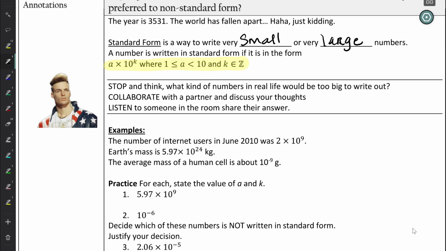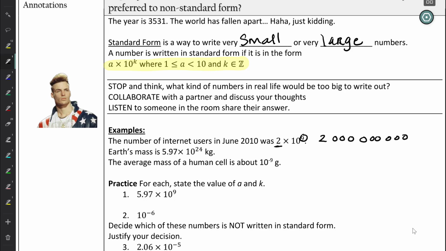Okay, so for example, a very large number would be this one. The number of internet users in June 2010 was 2 times 10 to the 9. Let's think about what that would be. When we're multiplying by 10 to the 9, your exponent is telling you how many zeros come after the digits that you had. So that is 2 billion, or 2 followed by 9 zeros.